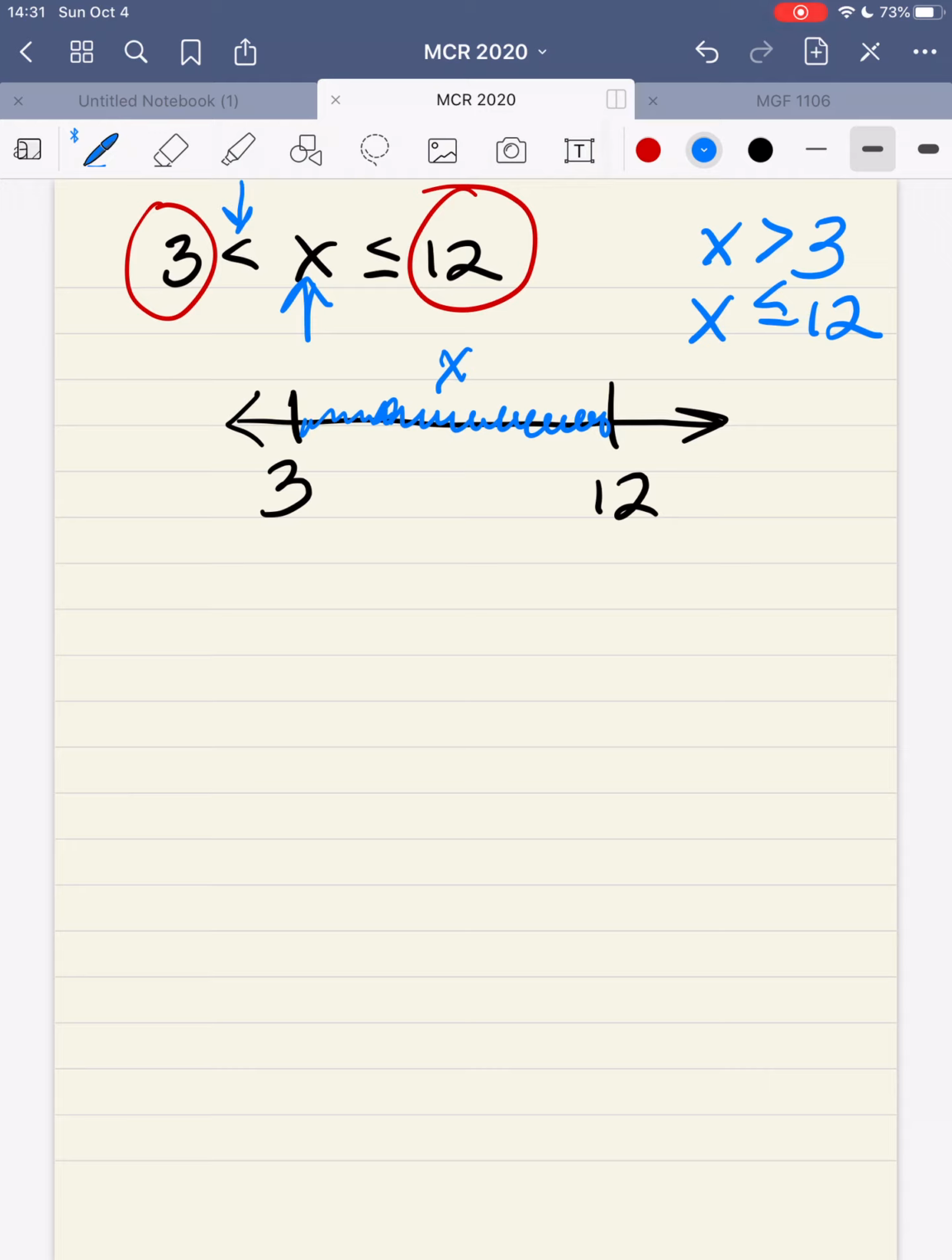Okay, so at 3, because it's strictly greater than, we need a set of parentheses. Because it's less than or equal to 12, that gets a bracket. And so in here, our interval notation, I only am between 3 and 12. 3 has a parenthesis, 12 has a bracket, and that's my interval notation. Okay. Well, I'm not going to worry about set builder notation with this, but it'll be very similar. But interval notation is just between the two numbers that you had.